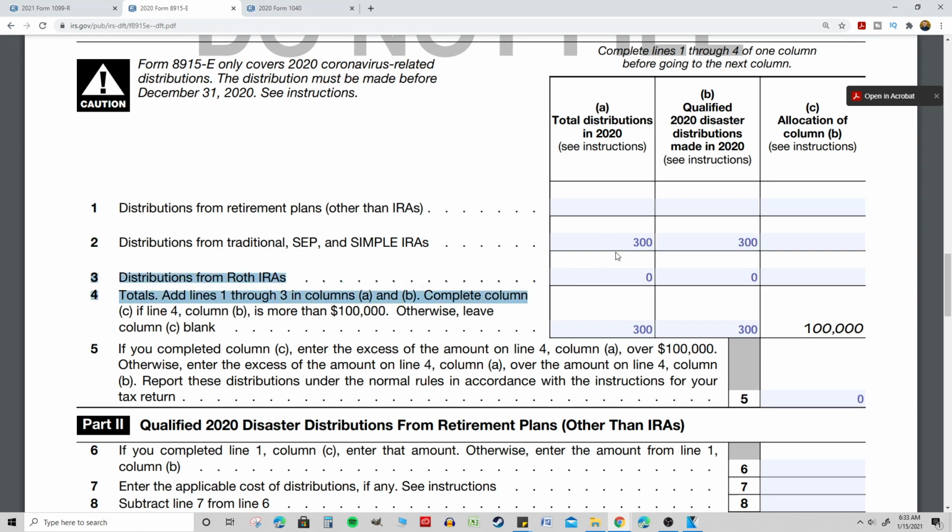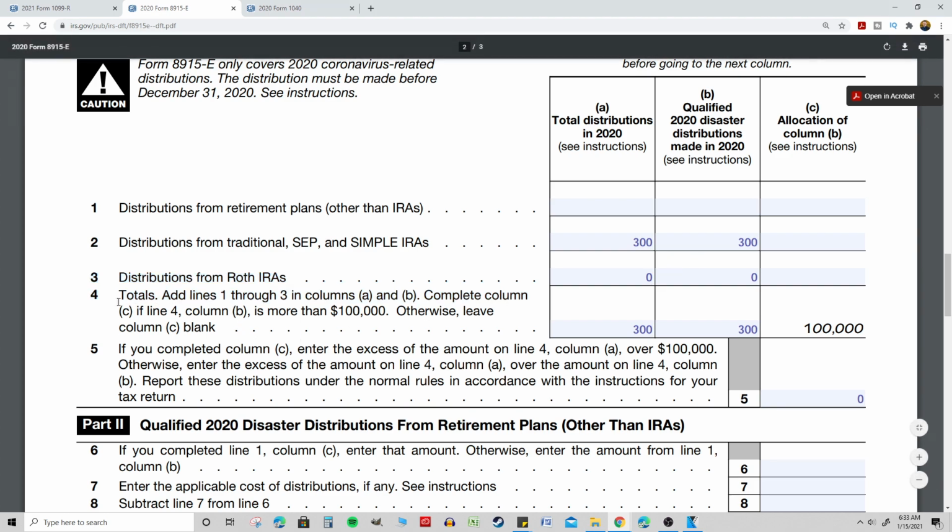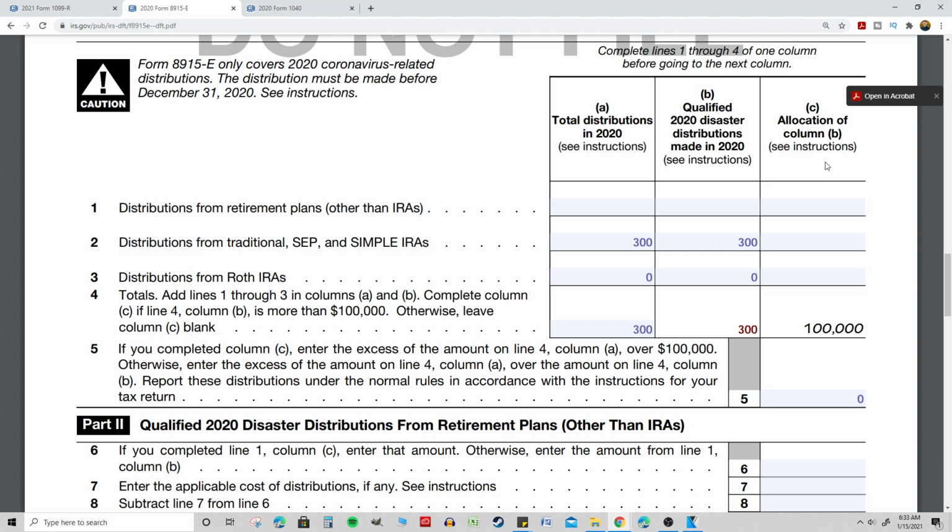Line 3 is if you have distributions from Roth IRAs, which we don't. Line 4 is just adding up the totals from these different columns. Total for column A is $300. Total for column B is $300. And of course, we're saying that the qualified disaster distribution is the same amount as the total gross distribution, right? Column C is pretty tricky. It does not apply to this example. It really comes into play when you start to have excess distributions over $100,000, which we don't here. So we're just going to ignore that for this example.